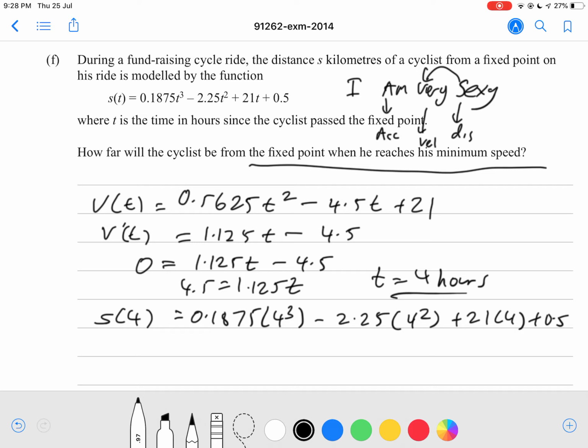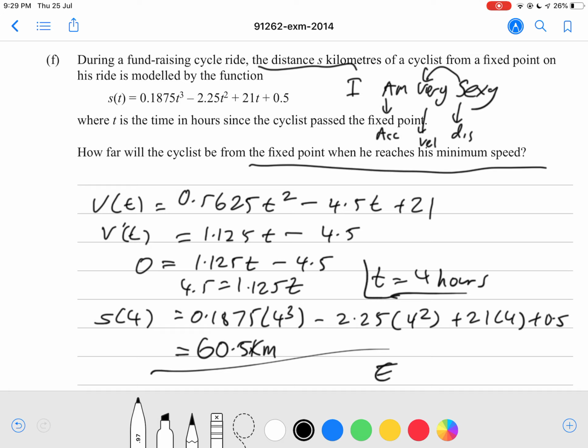Alright, so now we just need to do a bit of math, okay? And plus, that will evaluate to 60.25. The distance is measured in s kilometers, so the unit will be 60.5 kilometers. That will be your final answer, and that will get you your excellence grade.